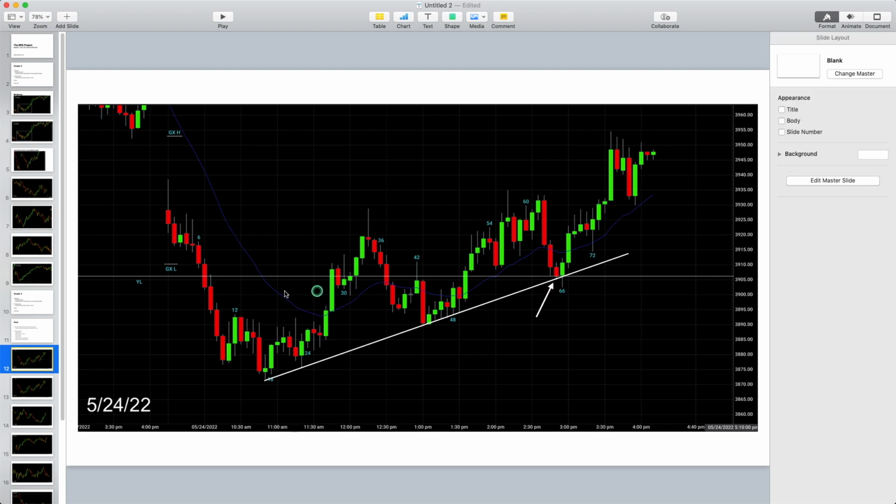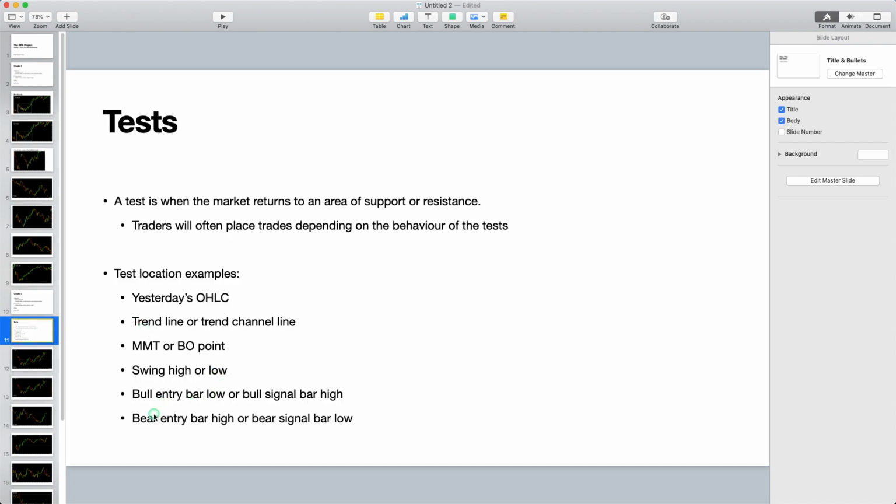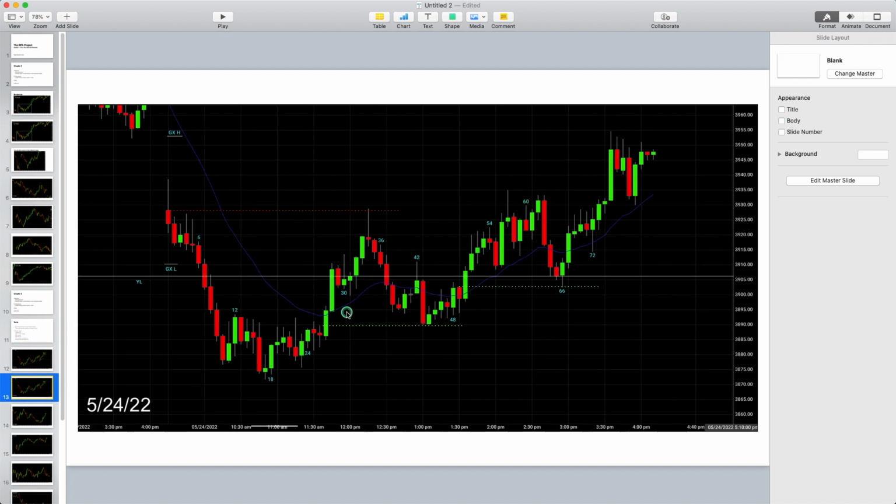Along with being a test of the trend line, this was also a test of the buy signal bar after the breakout pullback. And so, as I mentioned here, a bull entry bar low or a bull signal bar high. So in this case, this is the signal bar, and it's not a good signal bar. But when you get a signal bar that leads to a trend or leads to a rally, the market will often come back down and test the actual signal. And so here it was a breakout pullback, and this is the signal bar. And it's not a bull bar, but it is the signal bar for the bulls, and you can see the market came back and tested it.